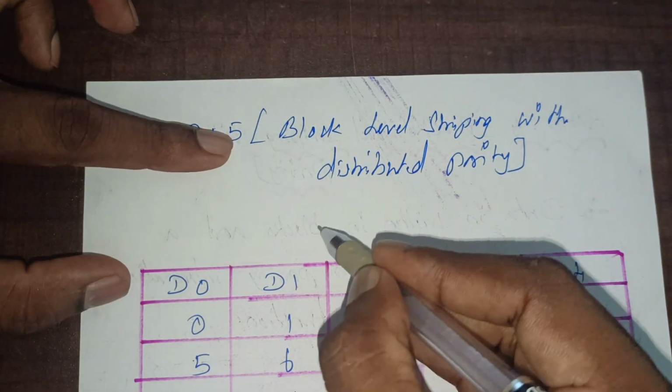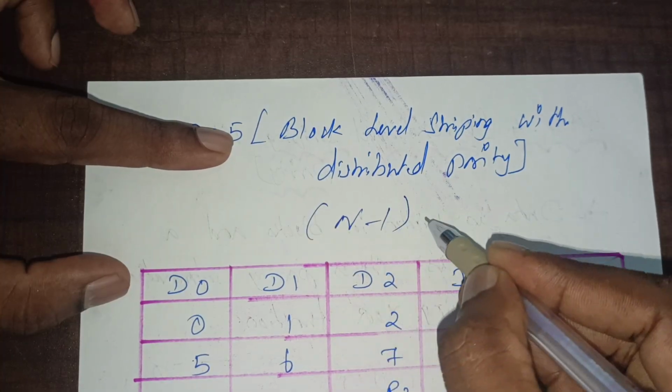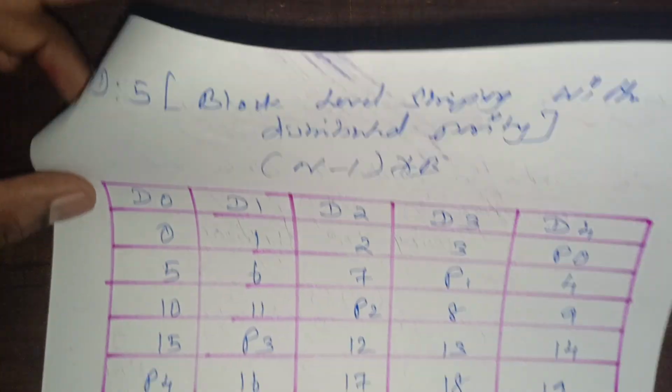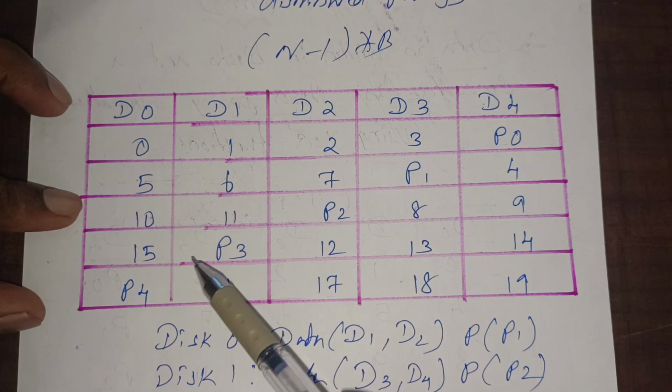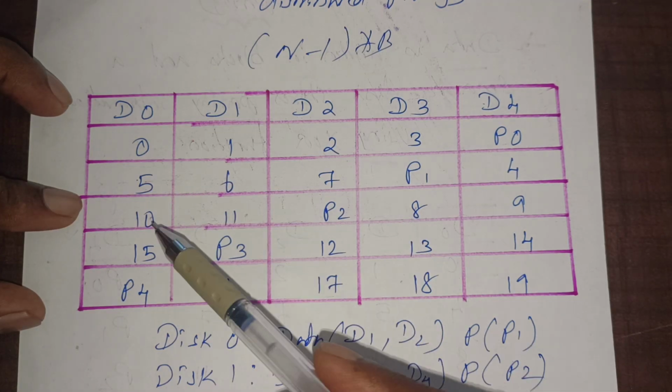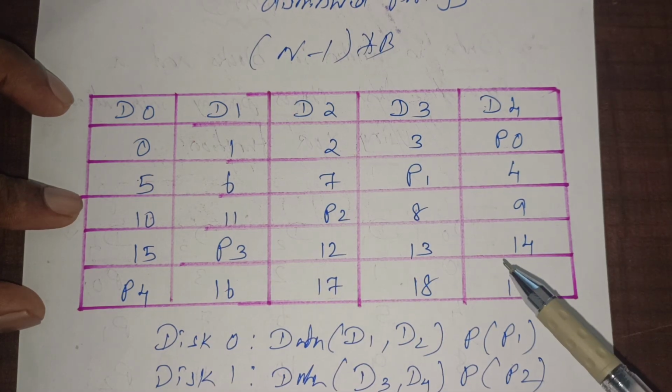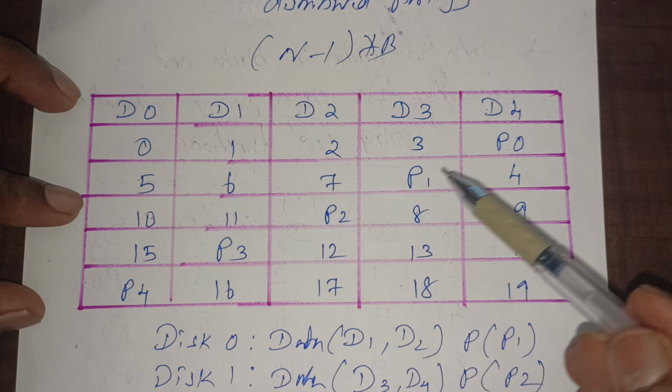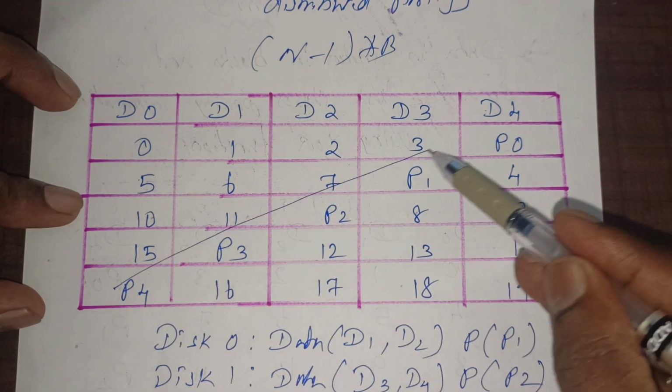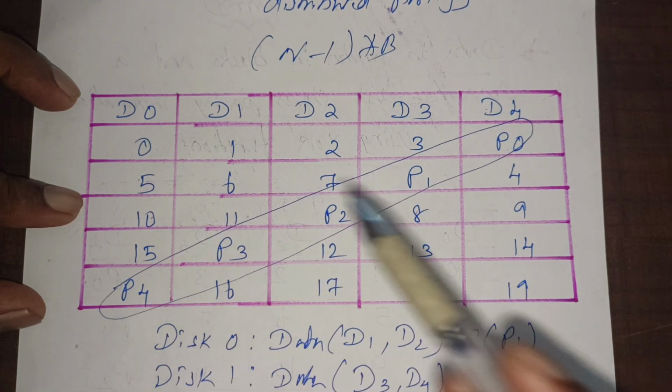The capacity of RAID number 4 is (n minus 1) times B. Why? Because you can check every disk, D0, D1, D2, 3, 4 and 5. Randomly this parity bit is saved. You can check here. Randomly the parity bit has been saved.